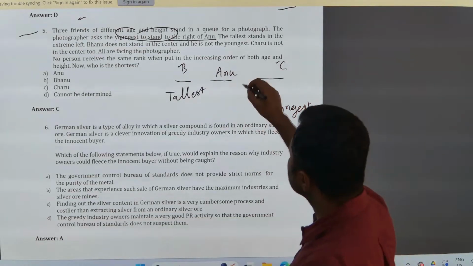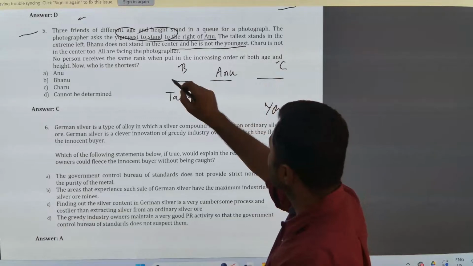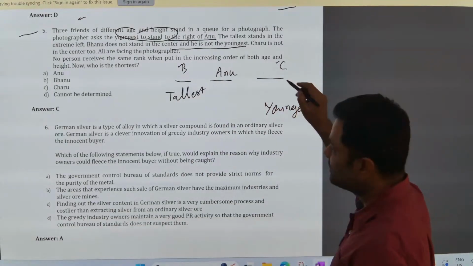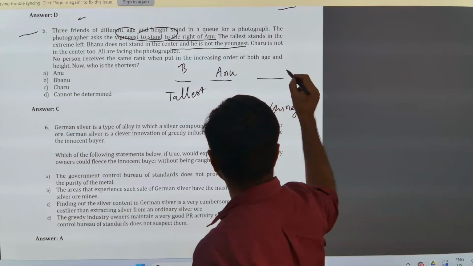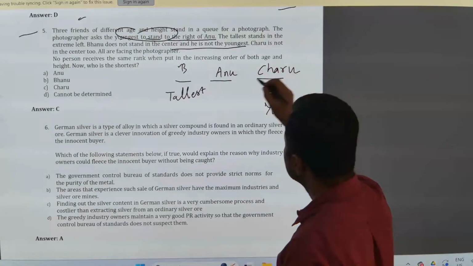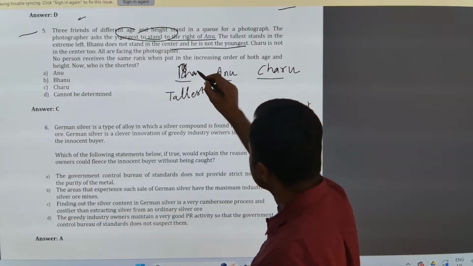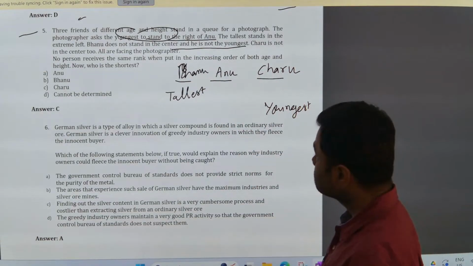Now who is not the youngest? Bhanu does not stand in the center and he is not the youngest. So Bhanu is not the youngest. That means Charu has to be the youngest person. Right? So we can say Charu has to be here and Bhanu has to be here. So Bhanu, Anu and Charu are at these positions.